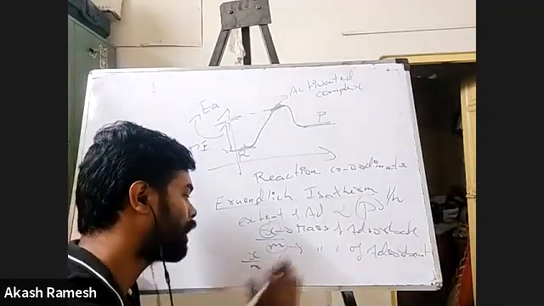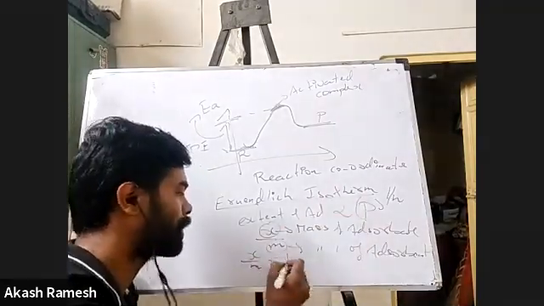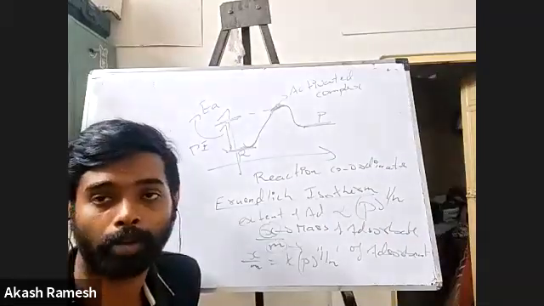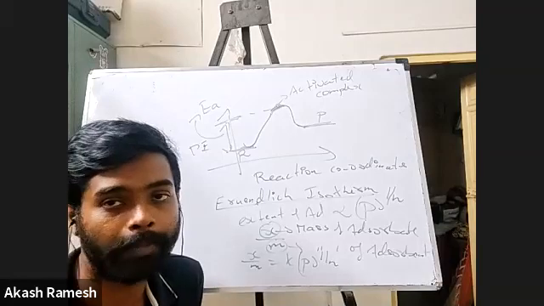So x by m, if I remove the proportionality sign, will become k p power 1 by n is what I have.